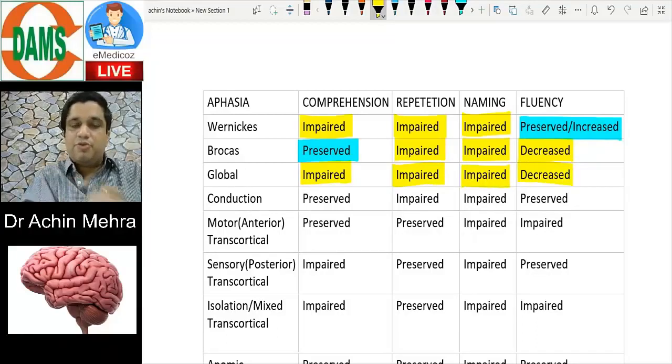Total silent movie. Conduction aphasia: yes, there is a problem in conduction between the Wernicke's and the Broca's area. Since the patient can understand my command, his comprehension is preserved. Since the patient can make his word, his fluency is preserved. But his repetition and naming are totally impaired.